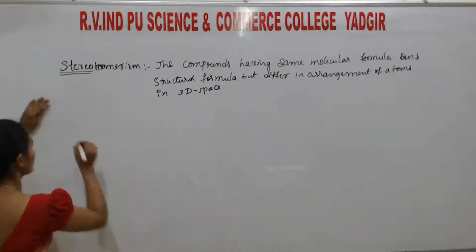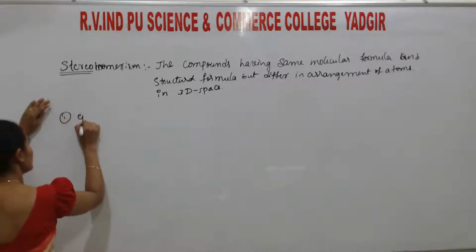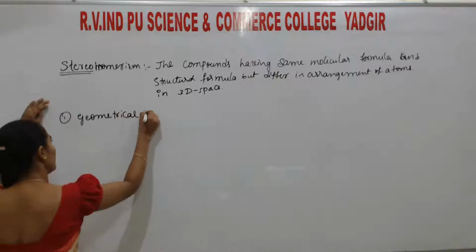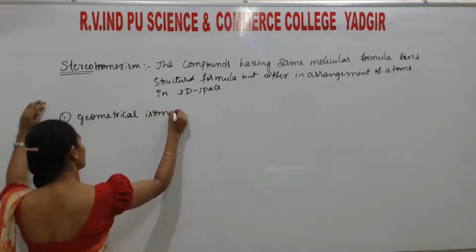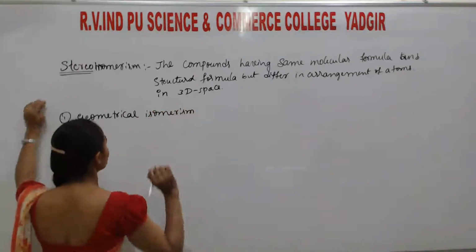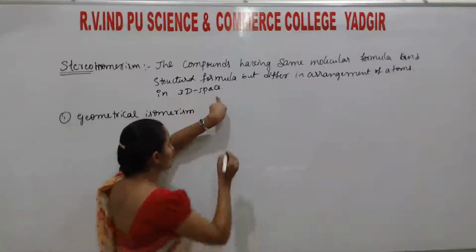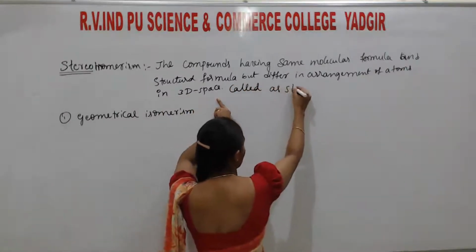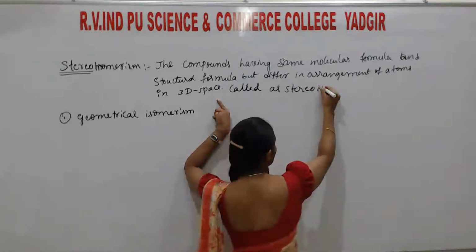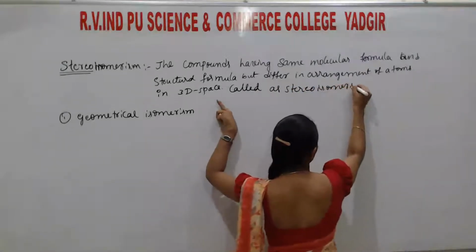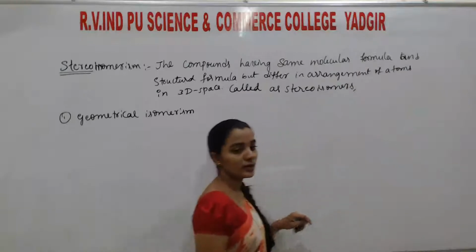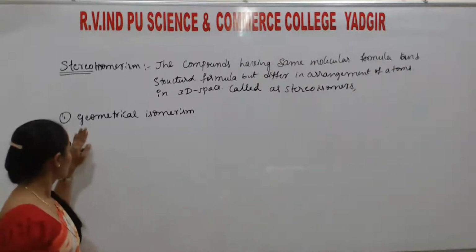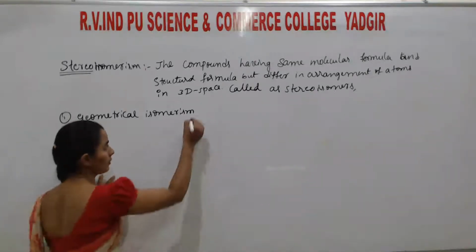So in that, two types are there. First one, geometrical isomerism. So students, this difference in three-dimensional space is called stereoisomers, and the phenomenon is called stereoisomerism. Understand? So here, geometrical isomerism.